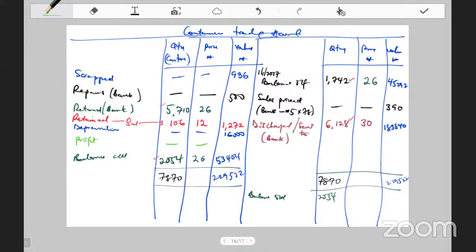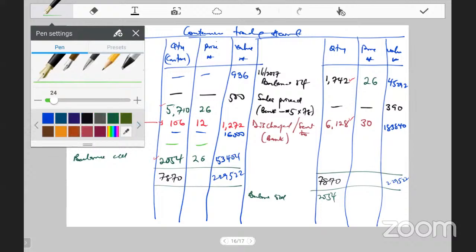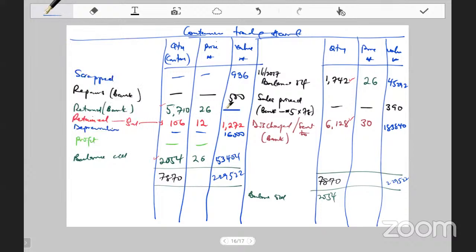1272 minus, we've not done the return, so let's quickly do that. 26 times 5710. That gives me 148,460. So let me now get that.